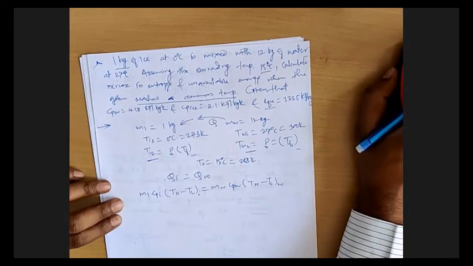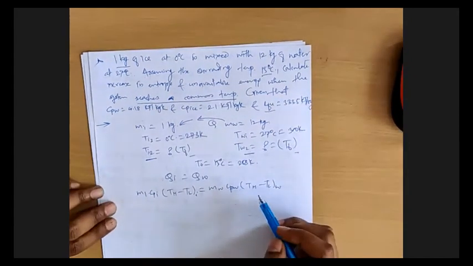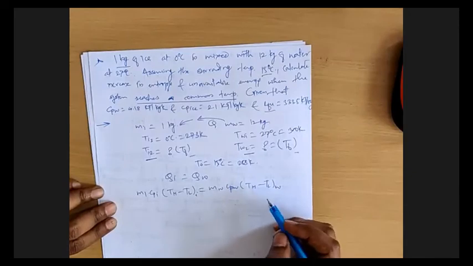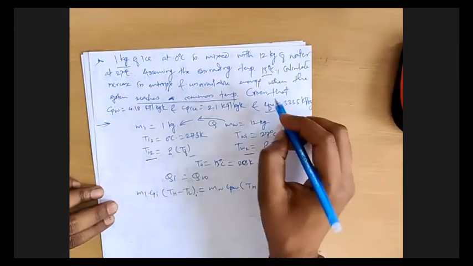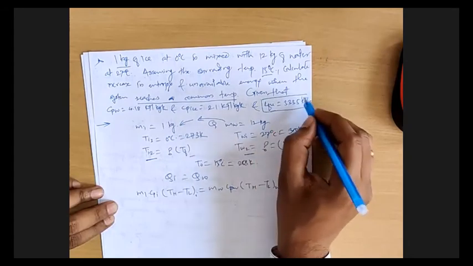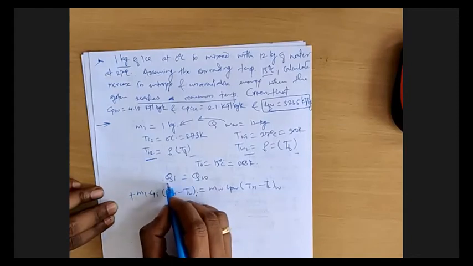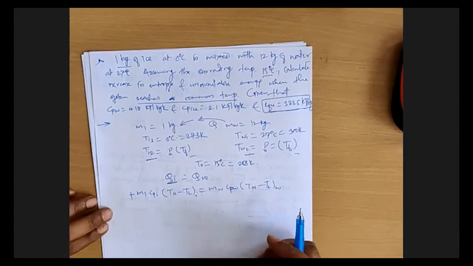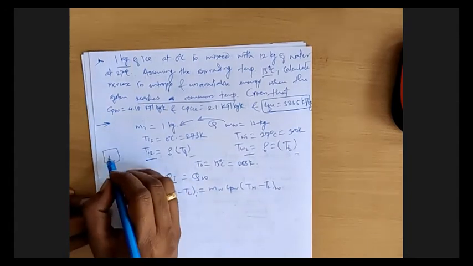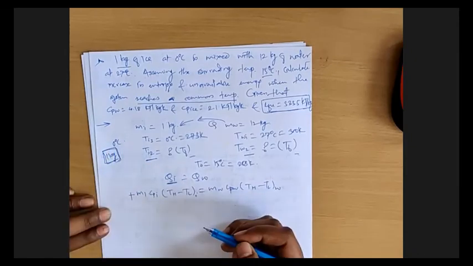Put the values. Okay, additionally, we need to consider this latent heat of fusion also. That heat is given, so that heat we need to add in ice. Why do we need to add that heat into ice? Because there is 1 kg of ice that is at 0 degrees Celsius.